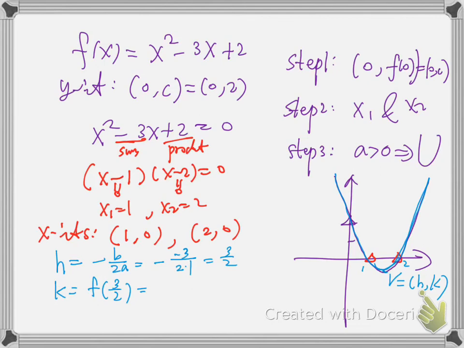In most cases, h and k are harder than the y-intercept, and sometimes harder than the x-intercepts. So this is 3 over 2 squared minus 3 times 3 over 2 plus 2. So this is 9 over 4 minus 9 over 2 plus 2. And change everything to fractions with a common denominator.